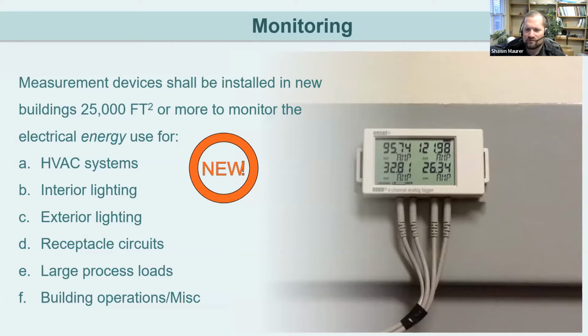For buildings with 408 volt service, there is an allowance for 120 or 208 volt HVAC systems to be included on one of the other categories, probably receptacles or building operations. So small window units, things like that, don't have to be tied into an HVAC monitoring system. They can be on a miscellaneous or plug load monitoring.